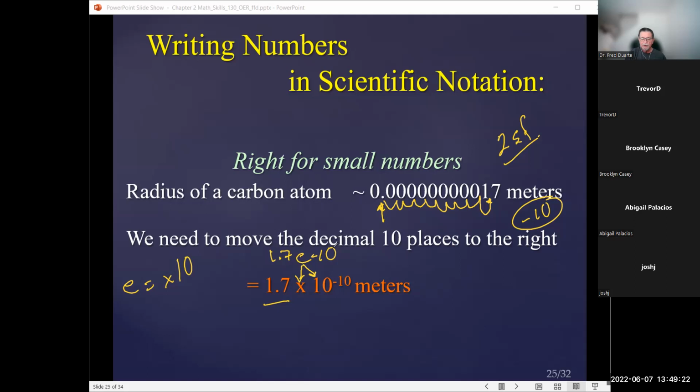And another way to look at this is that they're taking 1.7 and dividing that by 10 ten times. I'm going to get 10 of them. There's 1.7 divided by 10 times 10 times 10 times 10 times 10 times 10, et cetera, et cetera. Okay? Because 10 to the negative 1 is equal to 1 over 10. All right. So the negative exponent tells you it's a very small number.